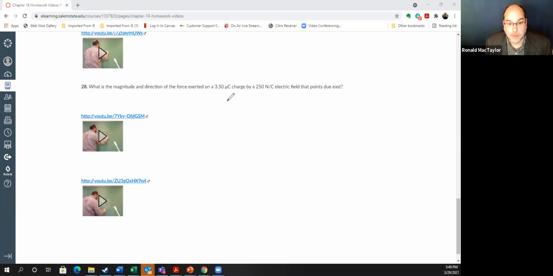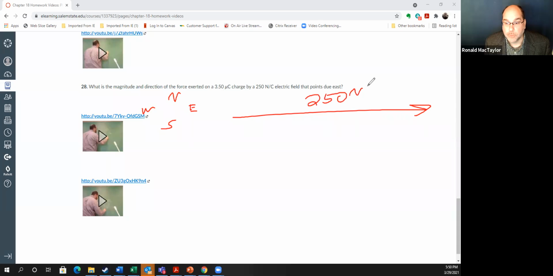If the field is pointing east, we have north, south, west, and east. So the electric field of 250 newtons per coulomb is pointing to the right on my page. I want to know the force, magnitude and direction of the force. Over here is positive, here is negative. I have a 3.5 microcoulomb charge in that field.